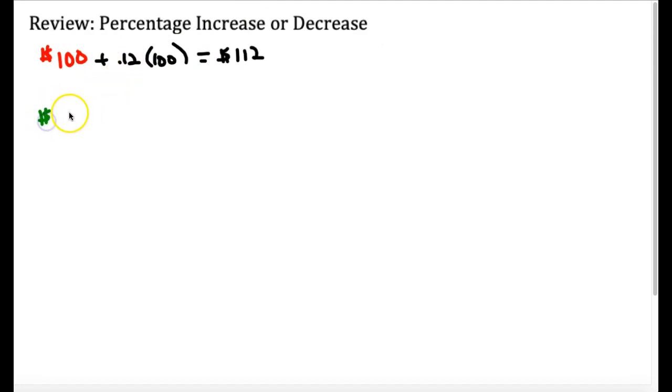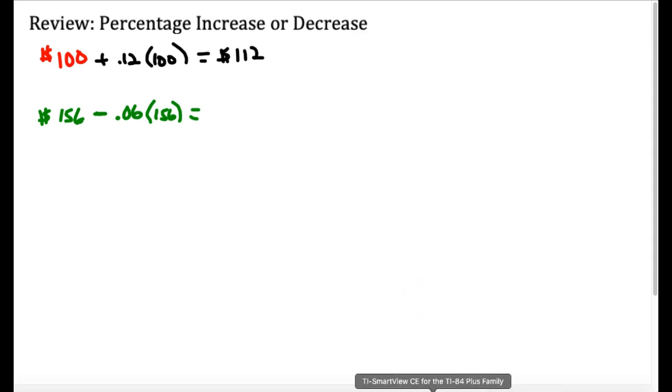Now, for a decrease, we would just be subtracting, right? Let's say I start with a not as nice amount. Let's say I start with $156, and over this year my investments decrease. They go down by 6%. If I'm talking about a decrease, I'm going to subtract. If I'm doing 6%, that would be 0.06. Make sure you're not making it 0.6 if we're talking about 6%. 0.6 would be 60%. So 0.06 times what I started with.